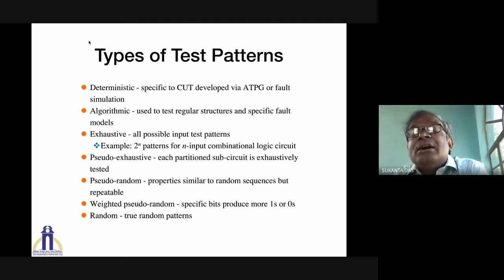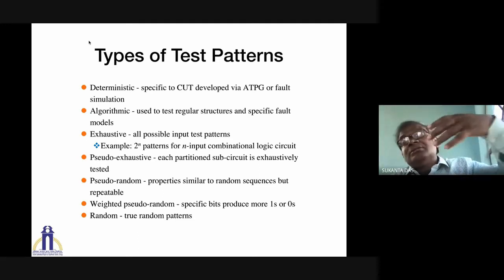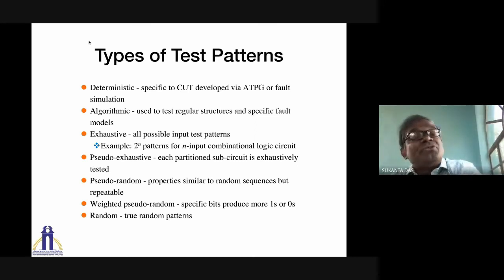AT means automatic test pattern generator. So we call it TPG, test pattern generator. Sometimes we put A, automatic test pattern generator, because we shall see that our cellular automata is an automatic test pattern generator. So I am not feeding the test patterns from the outside world. So it's called automatic test pattern generator, ATPG. So these are deterministic test patterns.